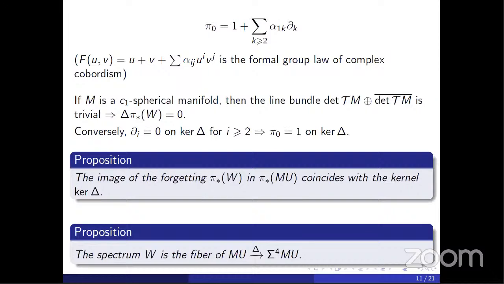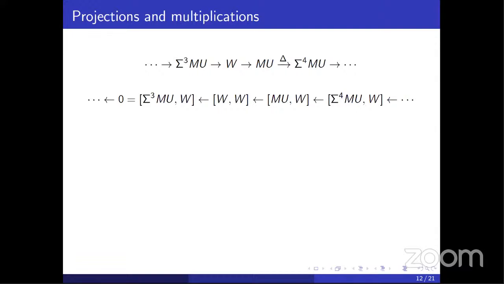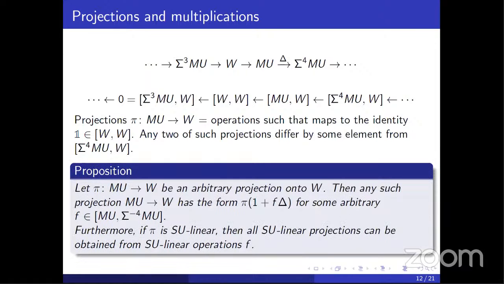And now we have the following fiber sequence, and mapping it to the spectrum W, we obtain the following exact sequence, and projections from MU to W are operations here that map to the identity here. And two of such projections differ by the image of some operations from here. As a result, we obtain the following proposition. Okay, let pi be an arbitrary projection from MU to W, then any other such projection can be written in this form: pi plus f delta, where f is an arbitrary operation.